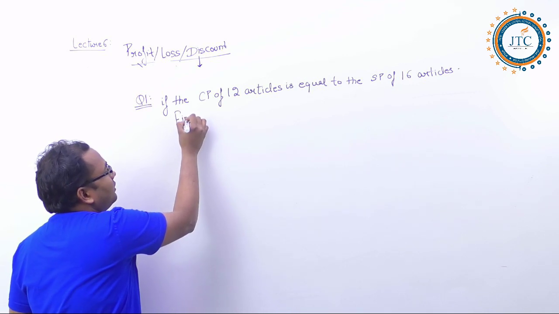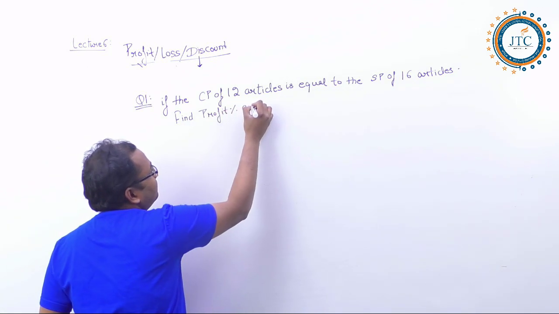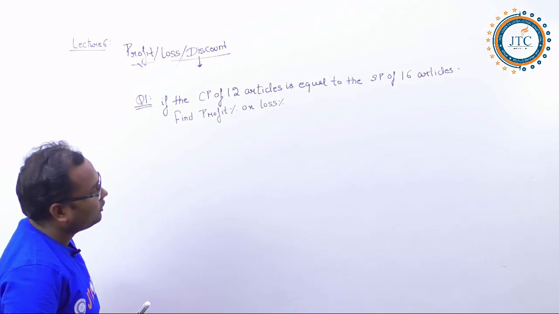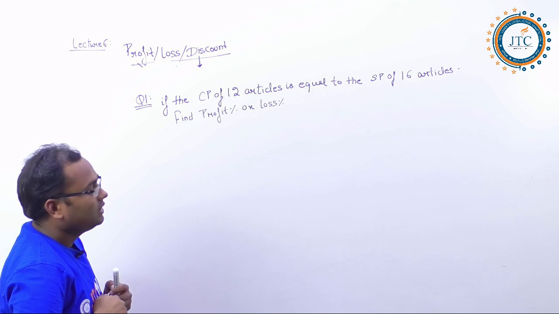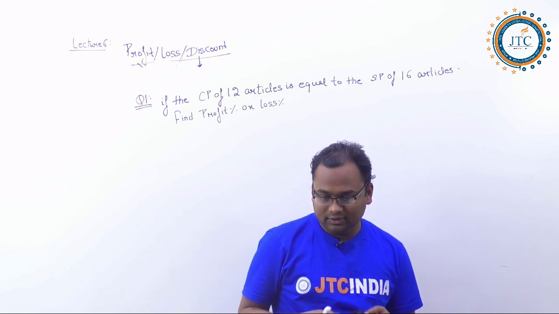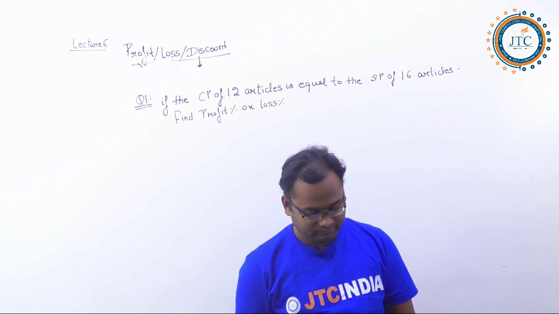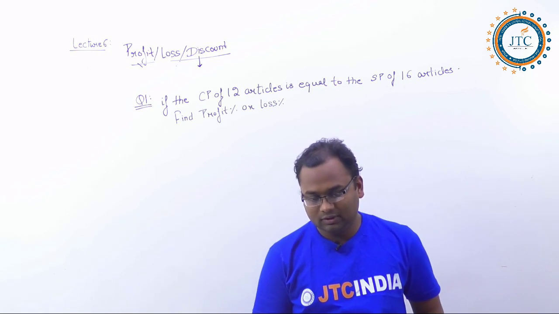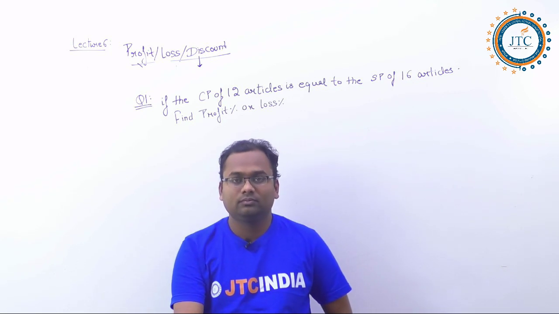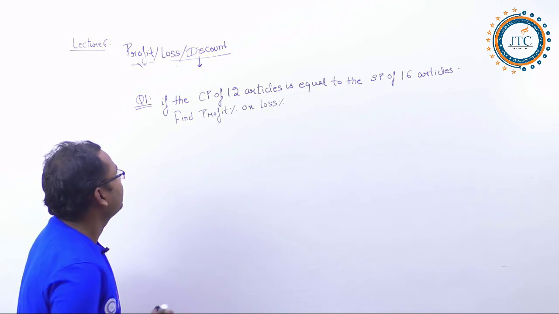find profit or loss percent. So if the cost price of 12 articles is equal to the selling price of 16 articles, then find profit or loss percent. How we can solve this question? Try once. What is the answer and how we can solve this question? So students, how we can proceed with this type of question?